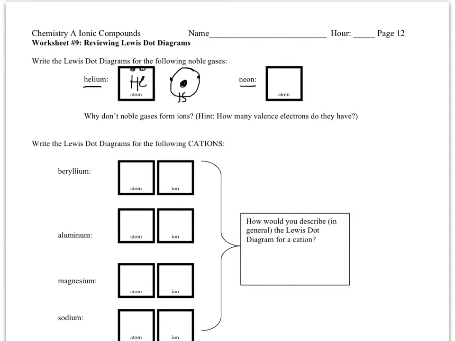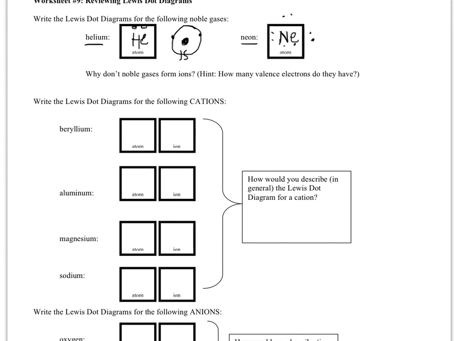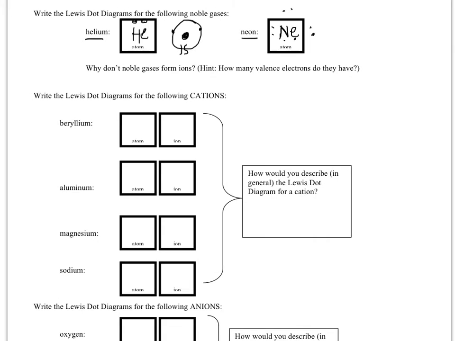So neon, if we look, is in the 8th family of the periodic table. Oops, I'm still drawing helium here. Okay, so we draw Ne, its symbol. And then because it's in the 8th column, it's going to have 8 electrons in its outermost shell. So 1, 2, 3, 4, 5, 6, 7, 8. Yes? All right. So noble gases don't form ions.